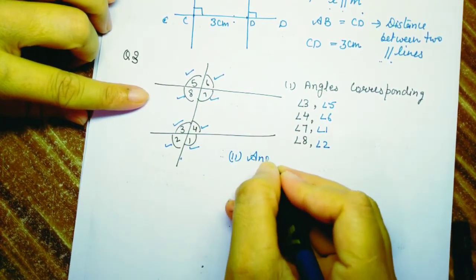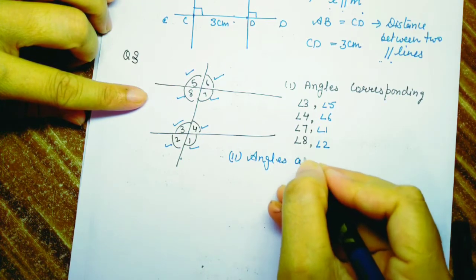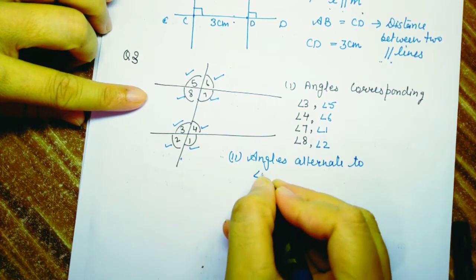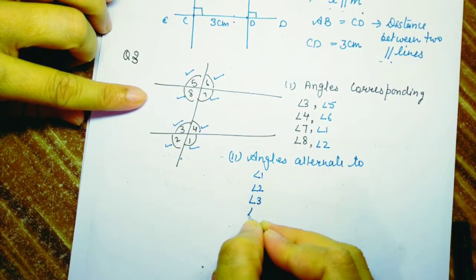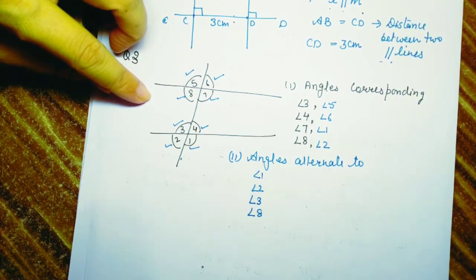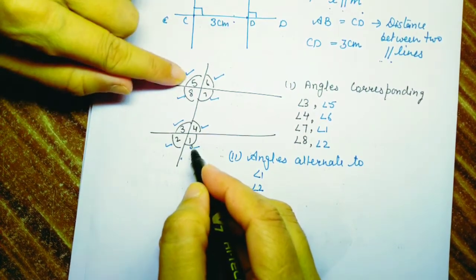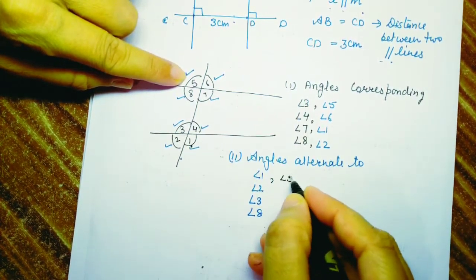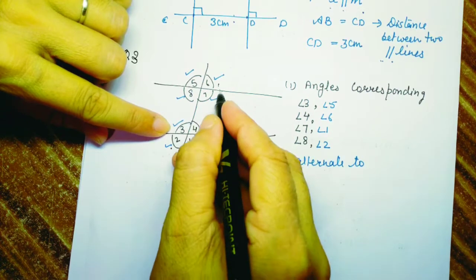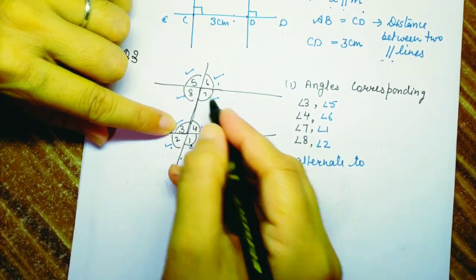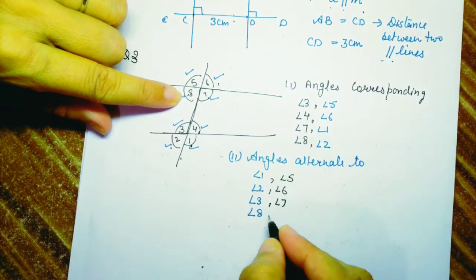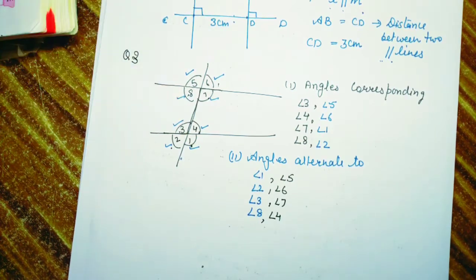Now the second point. Angles, we have to write alternate. They have given angle 1, angle 2, angle 3 and angle 8. So students, as we discussed, alternate angles are on the opposite side of the transversal. So angle 1, its opposite is angle 5. Angle 2, its opposite is angle 6. Angle 3, make the Z shape, its opposite is angle 7. Angle 8, its opposite is angle 4. Okay, now we have written the alternate angles.